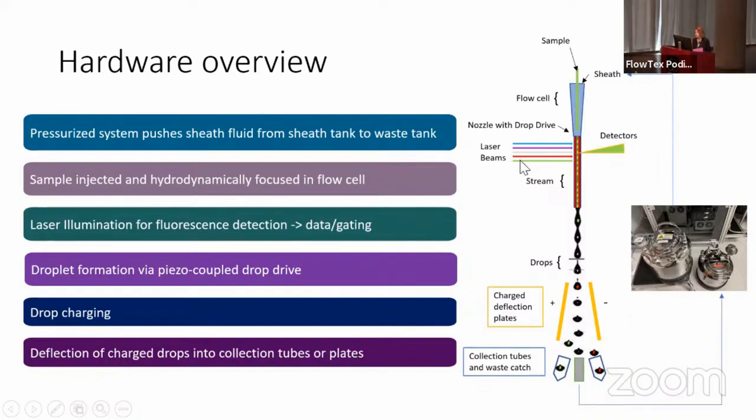And this drop drive here is a chip. It basically shakes the stream slightly and provides droplets that form at a known position. Those droplets will contain or not contain cells and pass through charge deflection plates, where cells that have particular fluorescence properties can be deflected in multiple directions into collection devices. Cells that are not of use to you will go directly into the waste tank, which is typically full of bleach and not recoverable to you. So once you've failed to sort something, you're not getting it back.